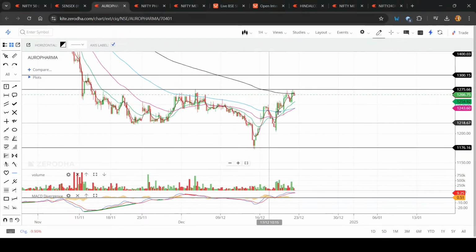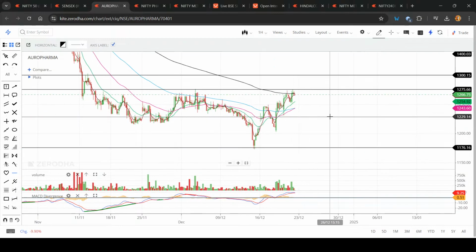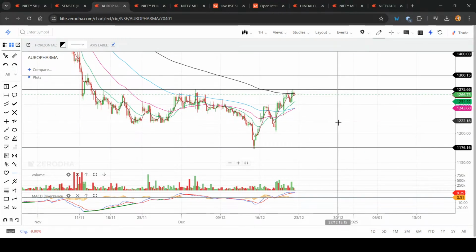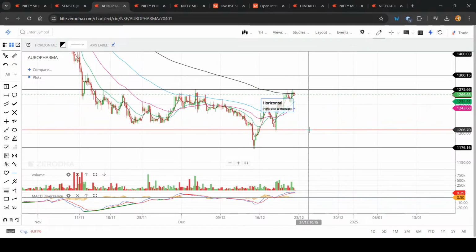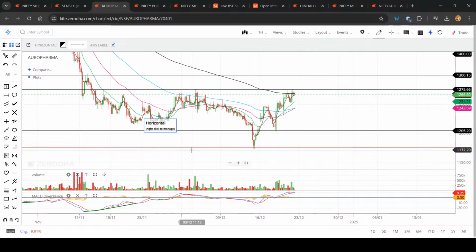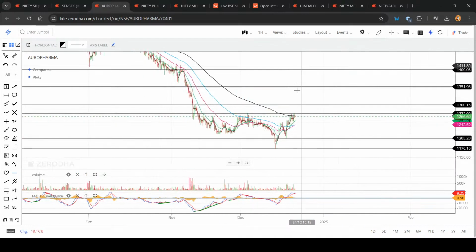Keeping the stop loss as 50% of this whole rally that came. This 50% would come around 1230, so let's keep it around this, it is a good support. Let's keep 1200 as the stop loss. So the stop loss is this small and your rewards are this many, right.